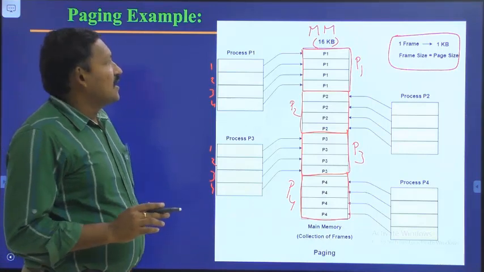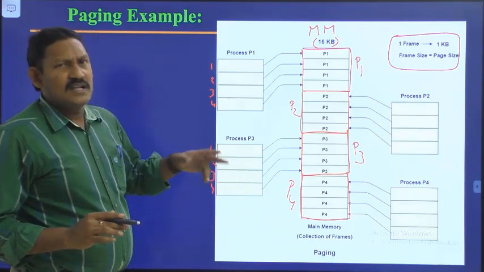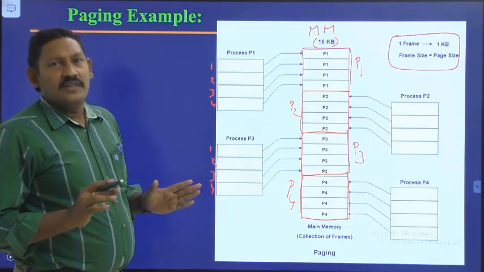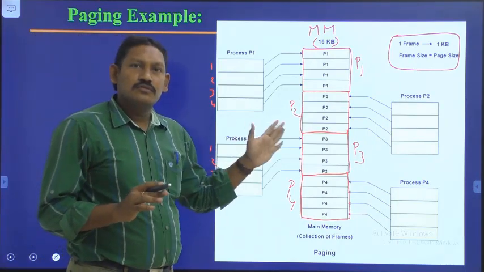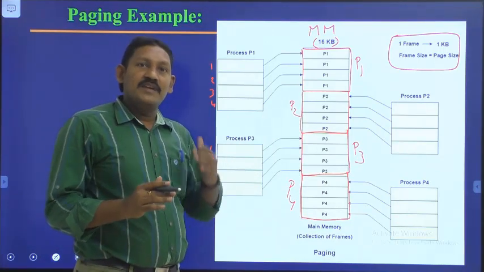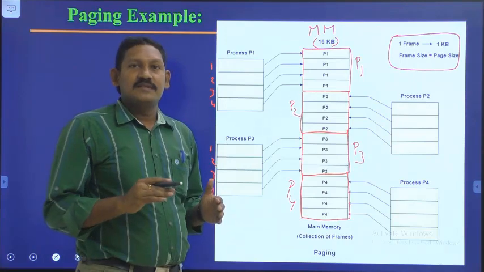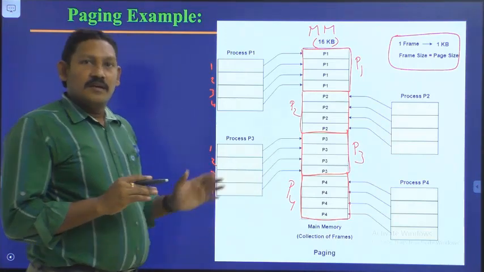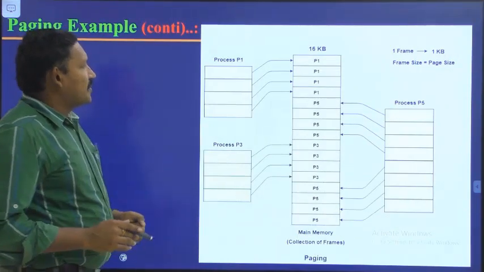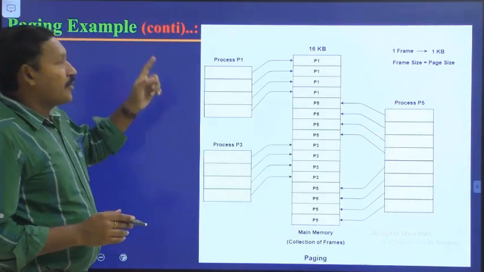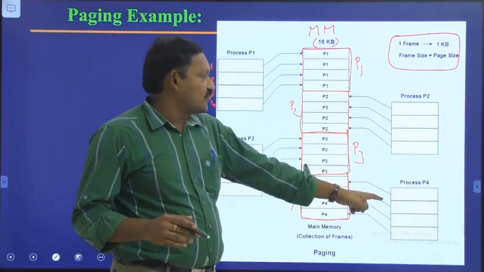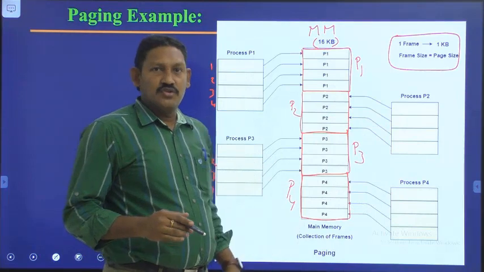Now what happens is, if 2 processes get executed completely, then those processes can be removed from the main memory. Thereby we can insert some other process into that empty space. See here, in the next example, process 2 and process 4. Let us suppose process 2 and process 4 have completed their execution.